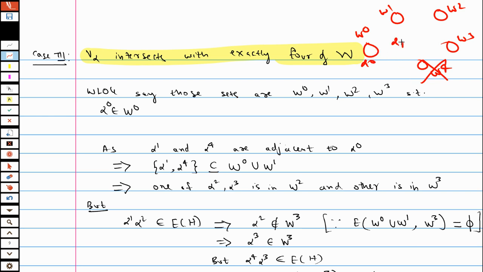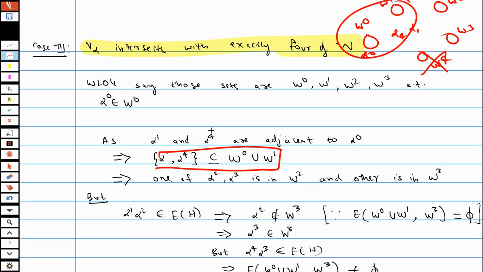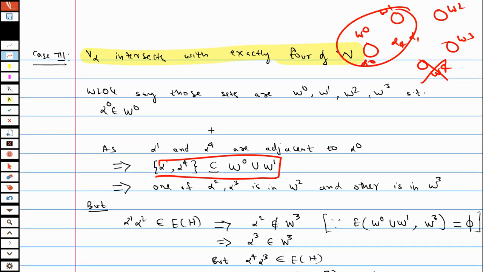Since W4 doesn't contain any V alphas, and I know that alpha 0 is adjacent to alpha 4 and alpha 1 by the construction, alpha 4 and alpha 1 have to be somewhere in here. They can't be in W2 and W3. So alpha 1 and alpha 4 are a subset of W0 union W1. Since it intersects with exactly four of them, one of the alpha 2 will be here and one of the alpha 3 will be here, or the other way around.